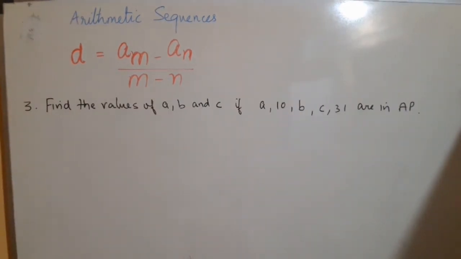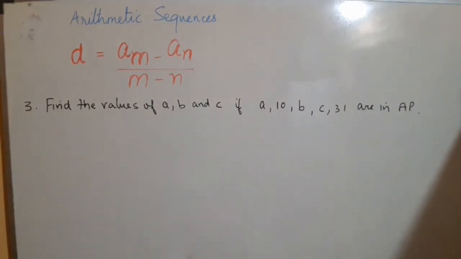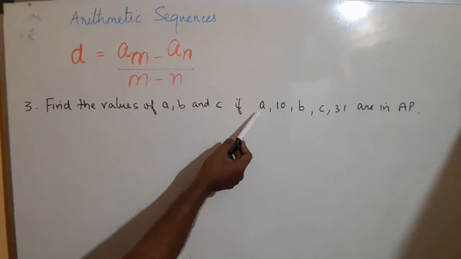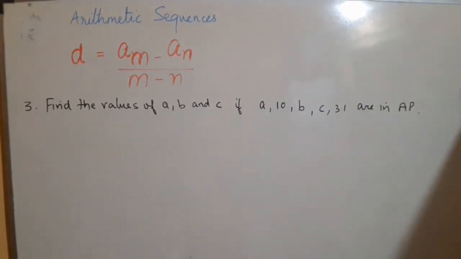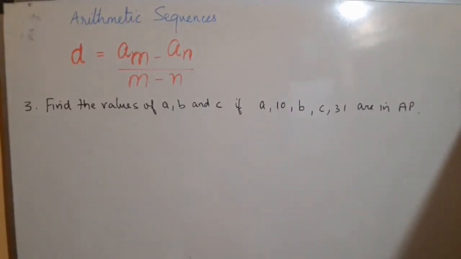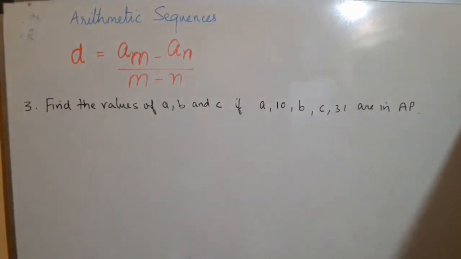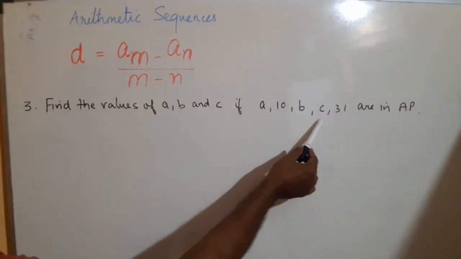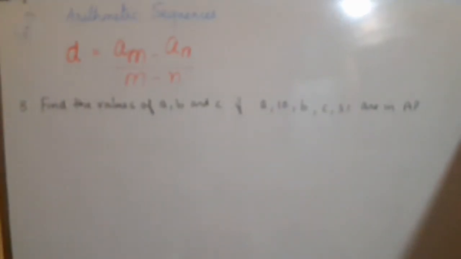Using the same technique, we have to find the values of A, B and C if A, 10, B, C, 31 are in AP. There are 5 terms given here, A, 10, B, C, 31, which are in an AP. So we have to find values of A, B and C. What you can see in the arithmetic sequence is we know the second term and we know the fifth term. First, second, third, fourth, fifth. We know the second term and we know the fifth term. So can we find out the D?